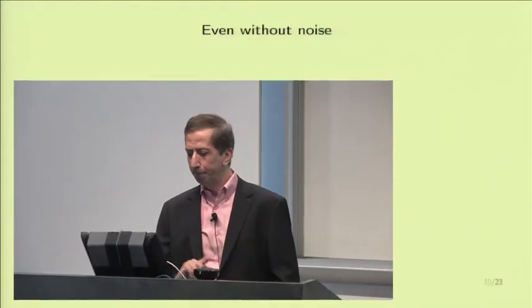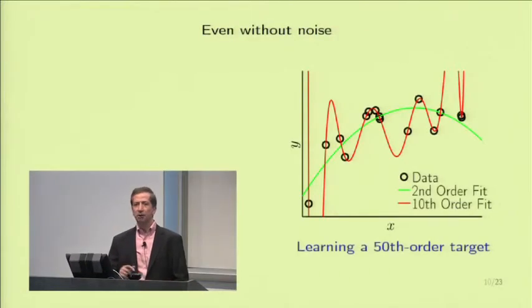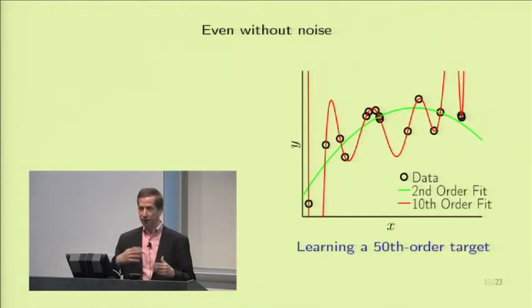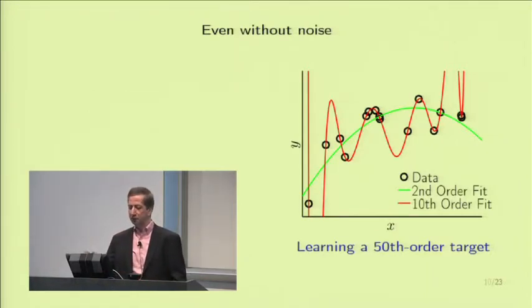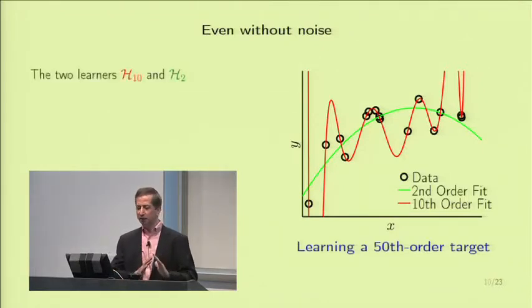Now, we notice that we get overfitting even without noise, and we want to pin it down a little bit. So let's look at this case. This is the case of the 50th order target, the higher order target, that doesn't have any noise, as conventional noise at least. And these are the two fits. And there is still an irony, because here are the two learners. The first guy chose the 10th order, the second guy chose the second order.